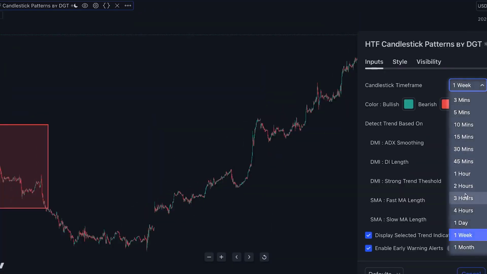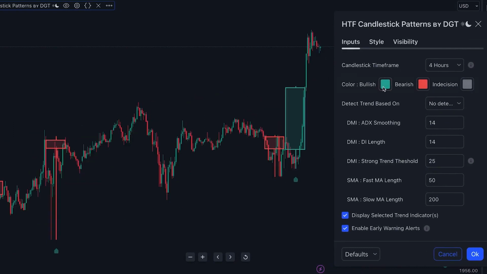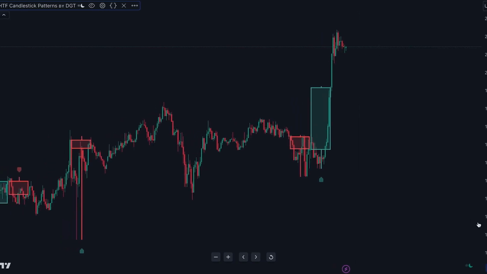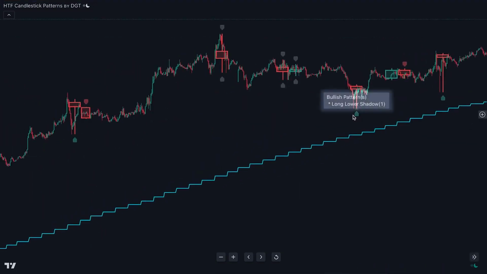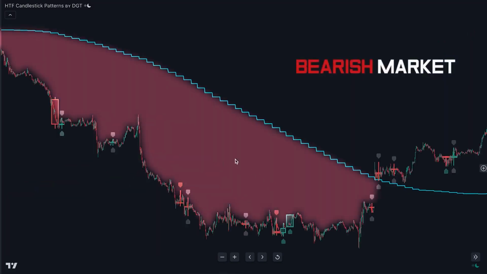We will change the time frame being used to detect patterns to the 4-hour time frame so we have more frequent patterns detected. Next, we have options to change the colors of the patterns detected, and right below that we have an option to determine the trend filter method used when detecting patterns. We have two moving averages options, or we can use a directional movement index. If we select the fast SMA option, this will cause the indicator to only display patterns that are relevant to the trend of the simple moving average, where above the SMA is bullish and below is bearish.